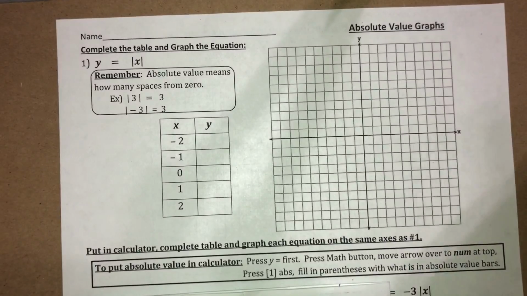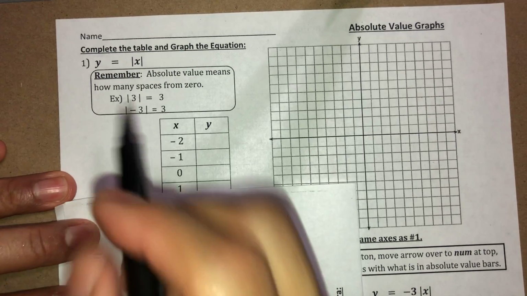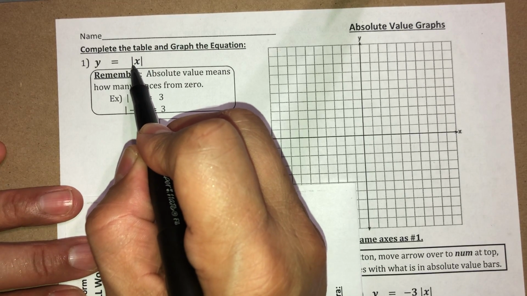The topic for today is graphing absolute values. Okay, absolute values, guys, is pretty similar to quadratics because it has access to symmetry and it also has a vertex. So first, let's see what absolute value is. Absolute value, guys, is represented by these bars right here.